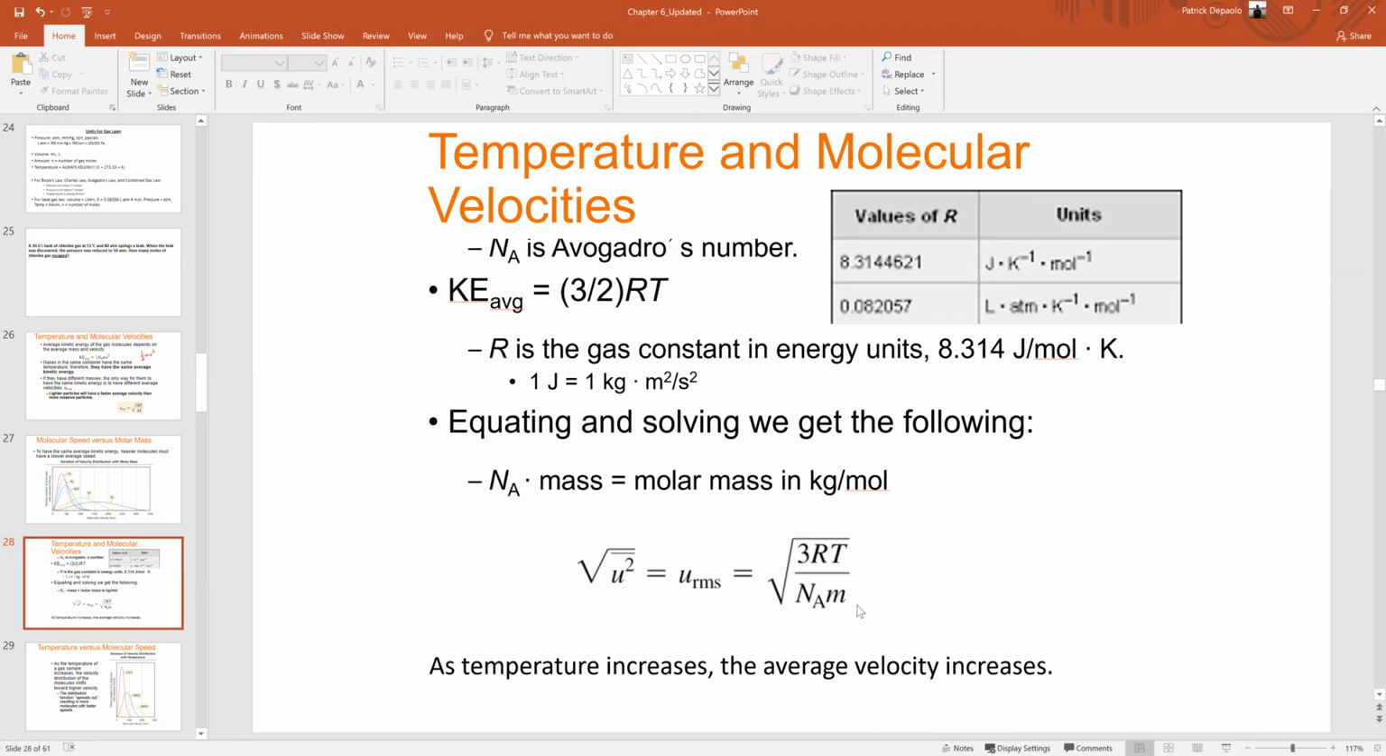If I give you a gas, I'll give you oxygen gas at a certain temperature. What's the root mean square velocity? And how does that compare to hydrogen at the same temperature? So your job would be to fill in both of those equations for oxygen and hydrogen, and then compare the two results. Any questions on that?